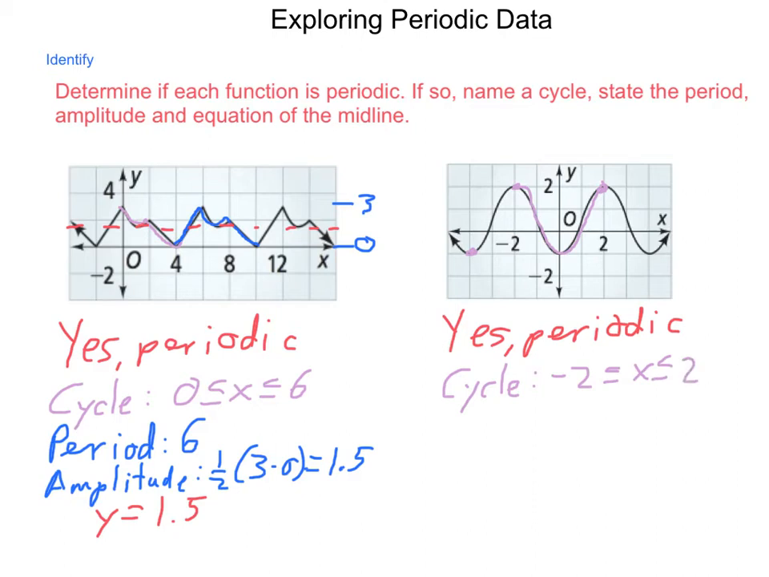That means that our period has a length of 4. 2 minus a -2 is equal to 4.